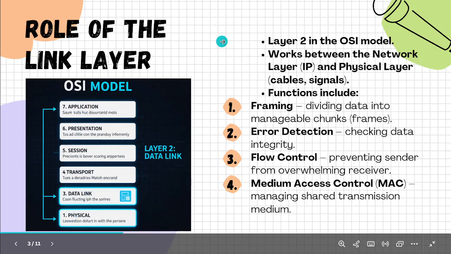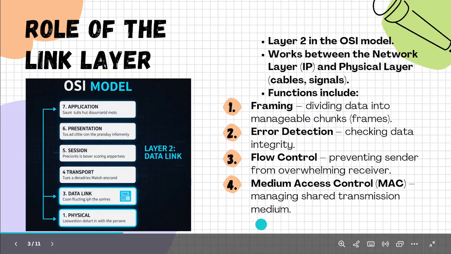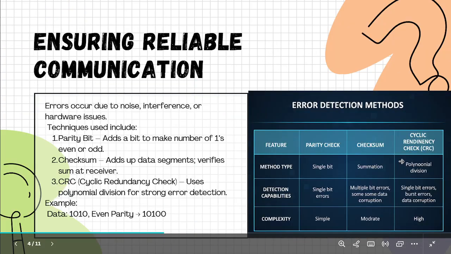What the link layer does is take the raw data bits from the physical layer and organize them into frames, which are small, manageable, tiny units of data. It also performs error detection, flow control, and medium access control, ensuring that the data can be sent smoothly and safely over the channel. Here you can see the features of the link layer. Let's move on to the next one.